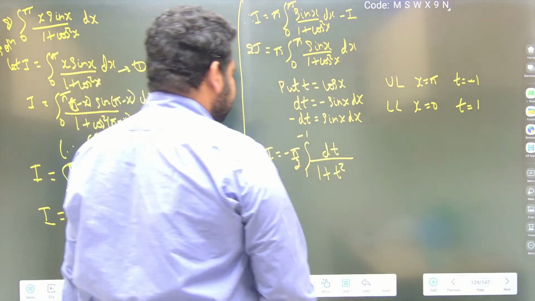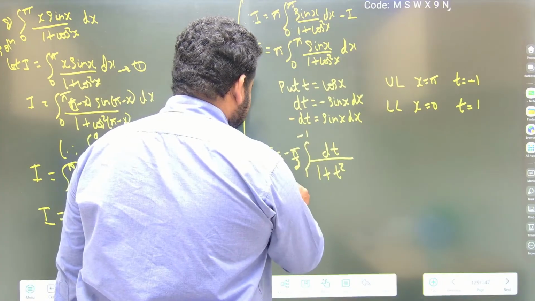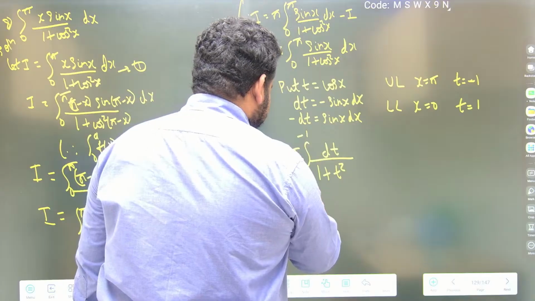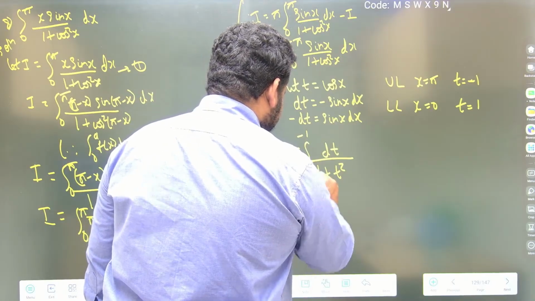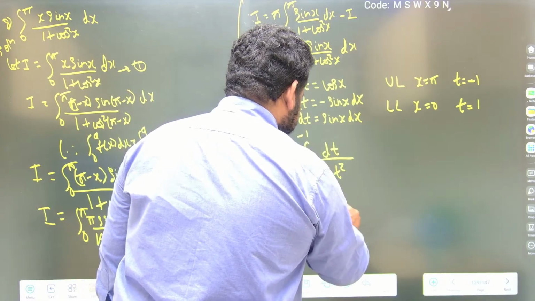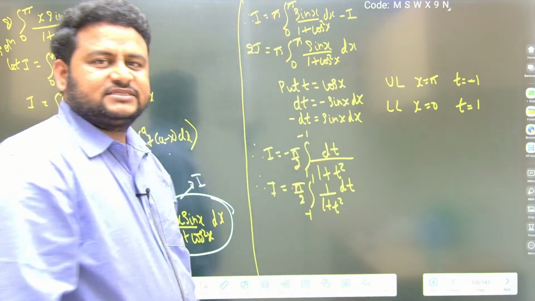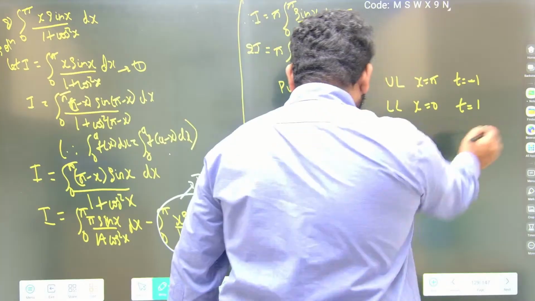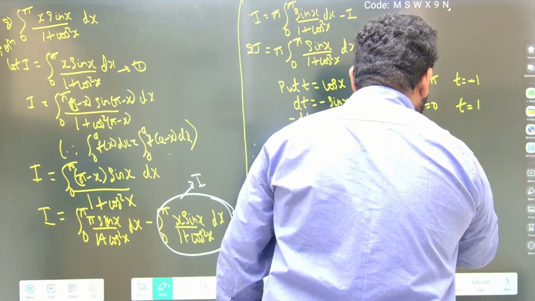Minus pi by 2, I can write it as I is equal to, I can change the limits here, as plus pi by 2 into the integral from minus 1 to 1 of 1 by 1 plus t square dt. Why? What is the reason? Because 1 plus t square is an even function.